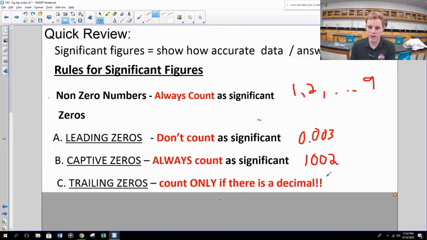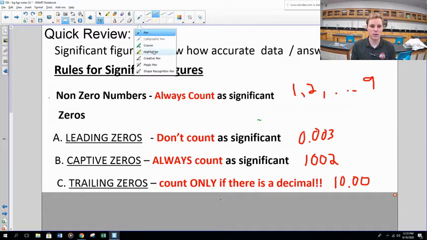And trailing zeros, so that could be something like 10.00. This has 3 trailing zeros. Again, it doesn't matter if the zero is before or after the decimal. What matters is, are there any non-zeros after that zero or not? And if there are not, then they're trailing. And if they're trailing, they count only if there is a decimal.